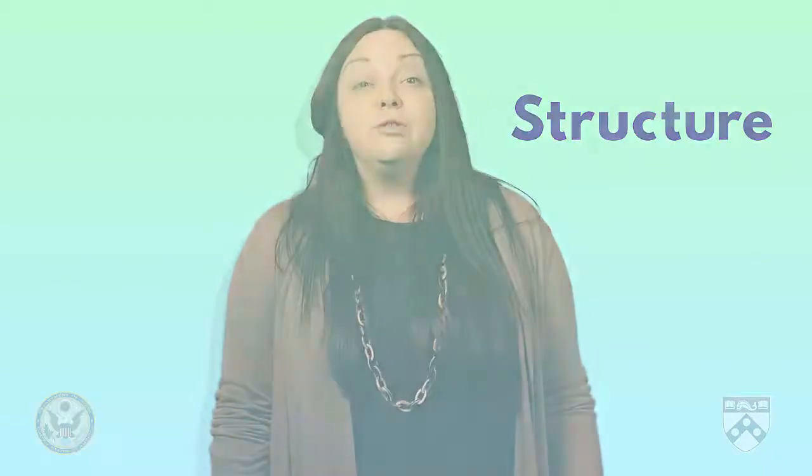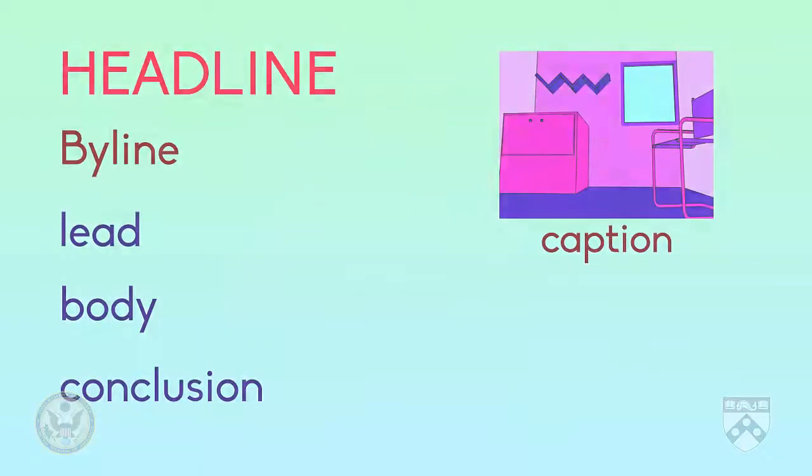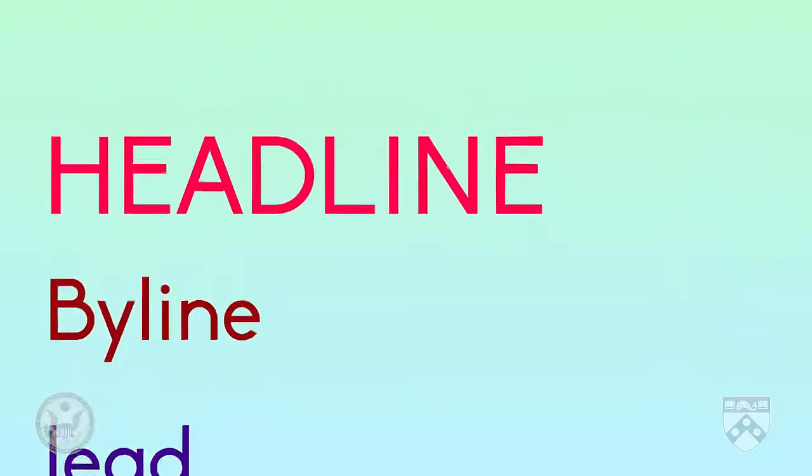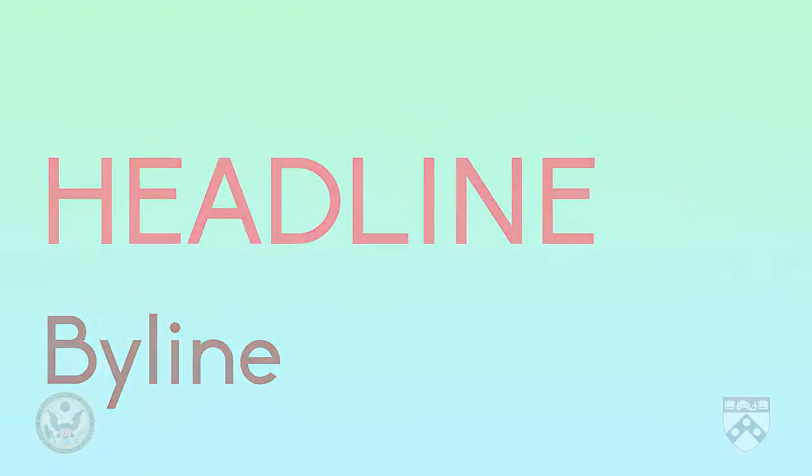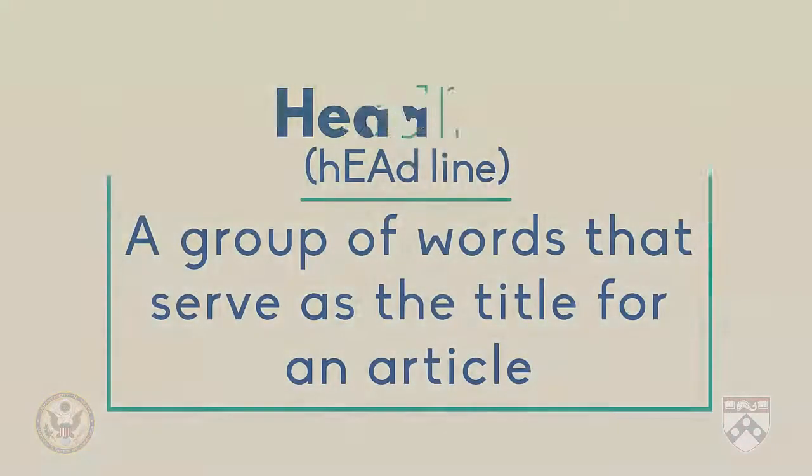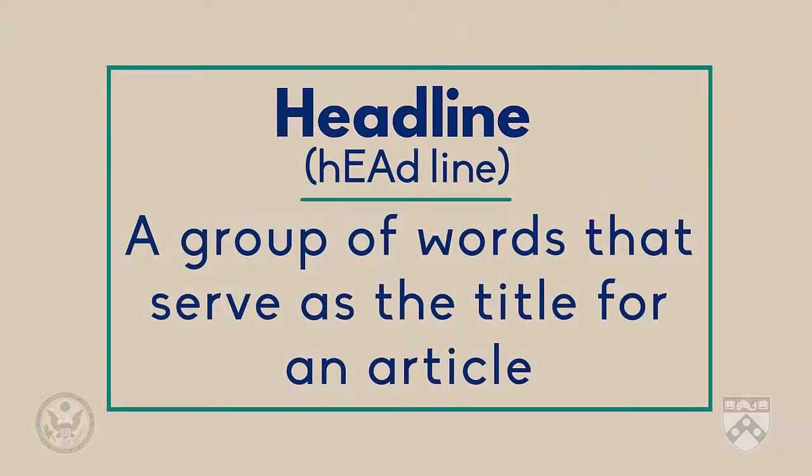Now that we understand the process, let's talk a little bit about the structure of a news story. There are several parts, other than the article, that the journalist needs to create for every story. Let's start at the top. The first thing the reader sees is the headline. The headline is a title that should give the main idea of the article, but also capture the reader's attention.